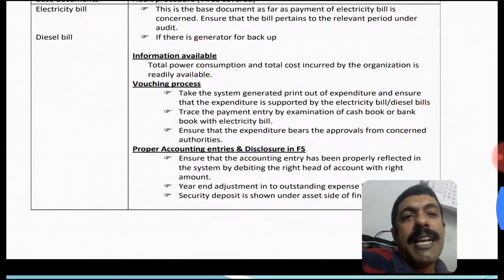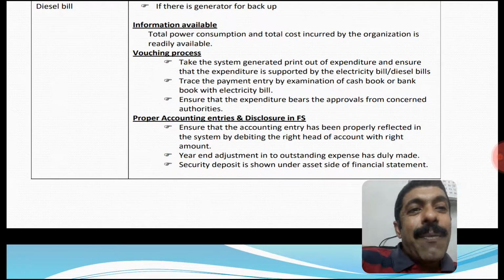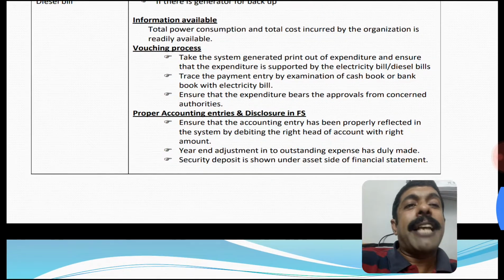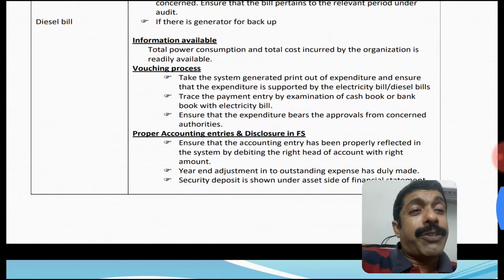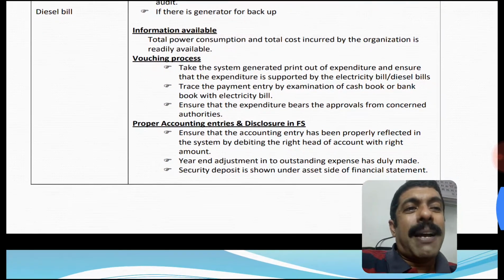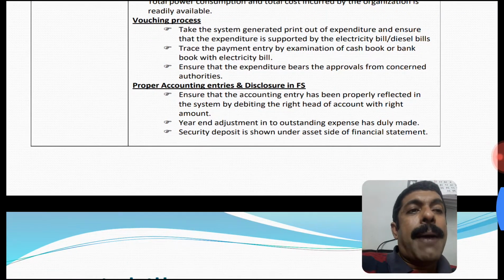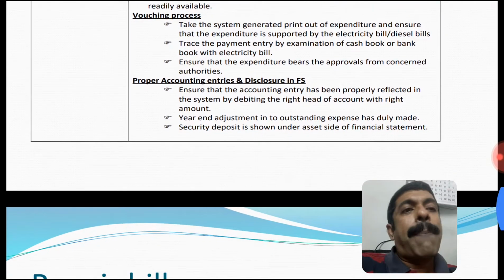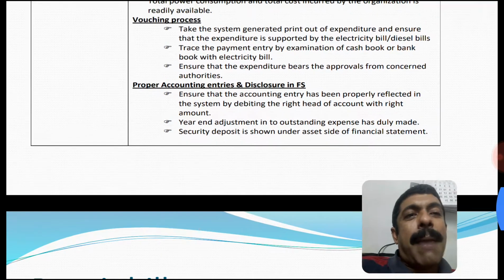Vouching process: take the system generated printout of expenditure and ensure that the expenditure is supported by the electricity bill and diesel bill. It is the thumb rule of vouching that the voucher should bear supporting bills. So the system generated report should be supported by the electricity bill or diesel bill, as the case may be. Trace the payment entry by examination of the cash book or bank book. Check how the payment was made by looking at the cash book and bank book. Ensure that the payment has been made.